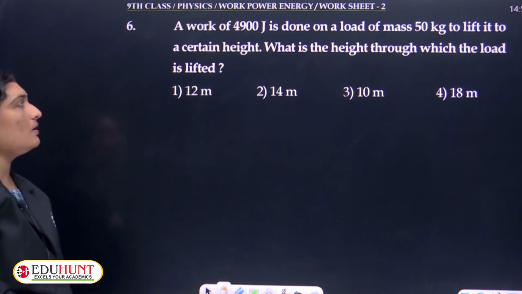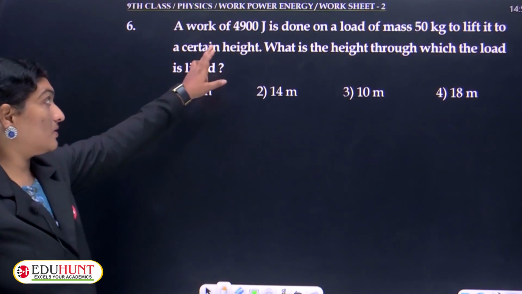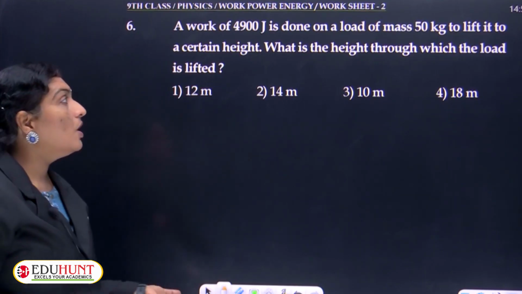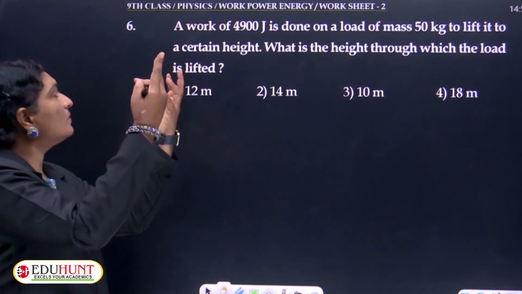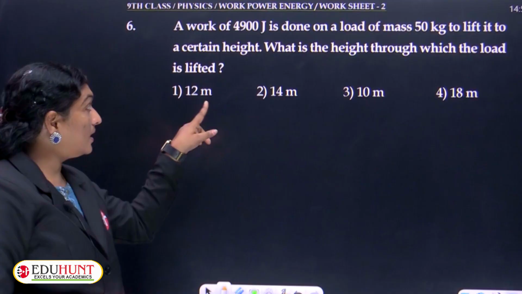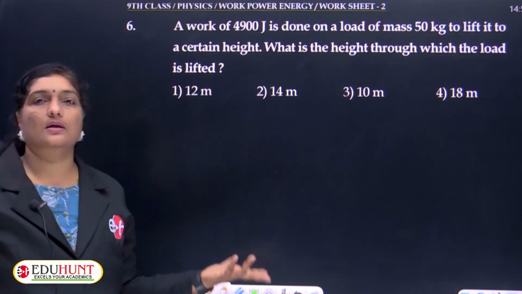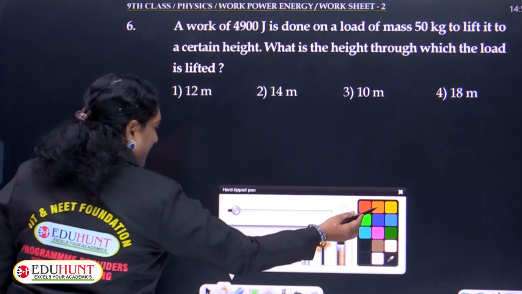Sixth one, a work of 4,900 joules. How much work was given? 4,900 joules of work is done on a load of mass 50 kg to lift it to a certain, unknown height. Here work done is given but height is unknown. So what is the height through which the load is to be lifted? So again the same conditions, children.